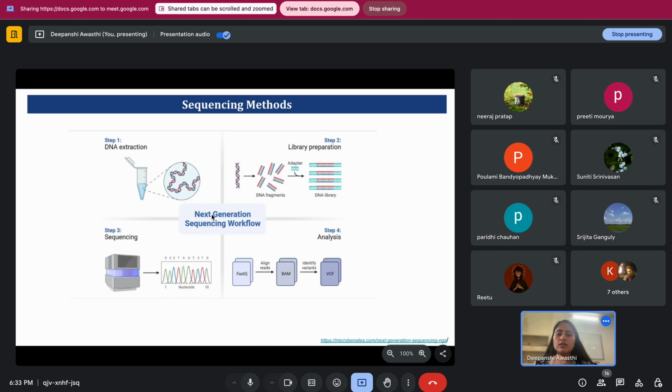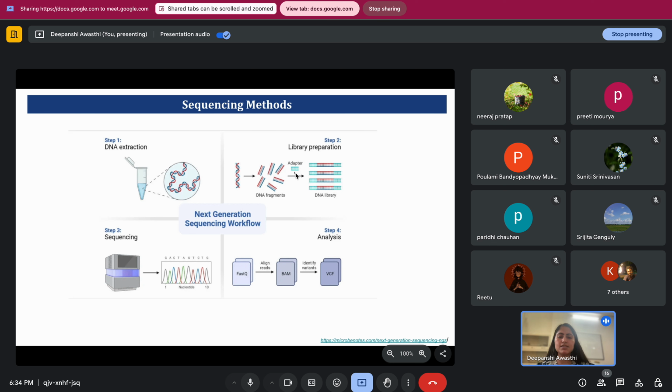If I have to generalize the sequencing method, what are the four major steps? Firstly, we extract the DNA, because we require the DNA which we want to sequence. So the first step is DNA extraction. The second step is library preparation, because we have to give some fragments which we want to sequence. Before third generation sequencing methods arrived, previous methods were sequencing short reads, so we have to fragment the longer sequences into smaller fragments.